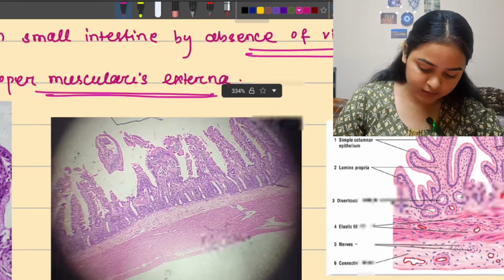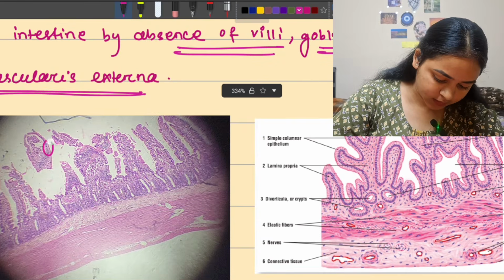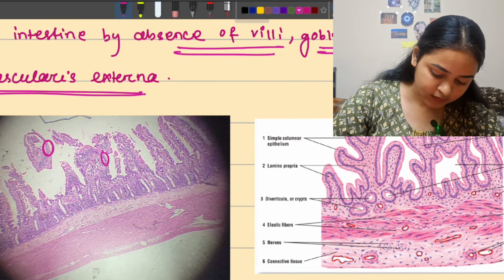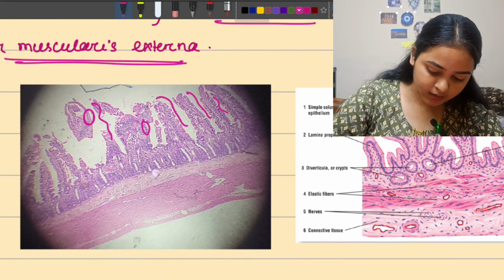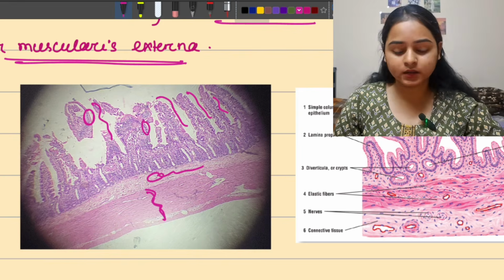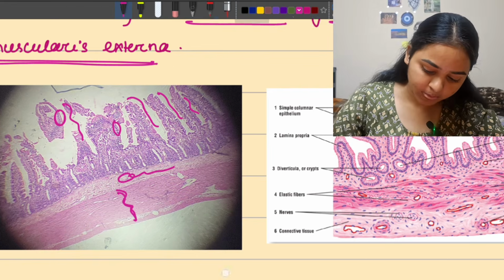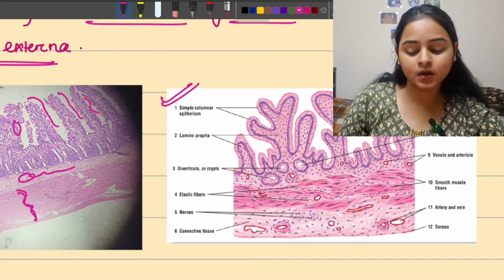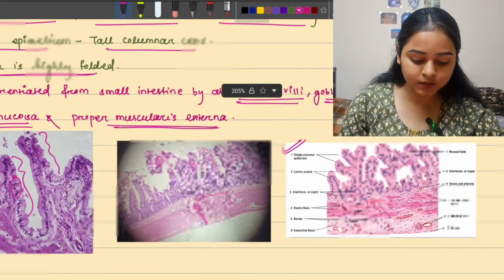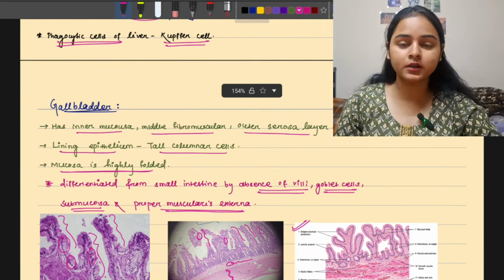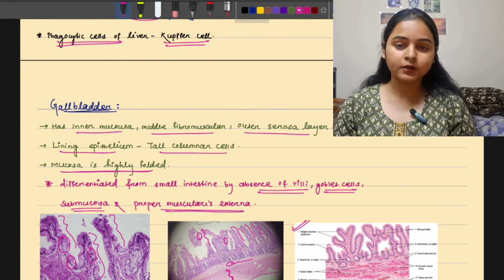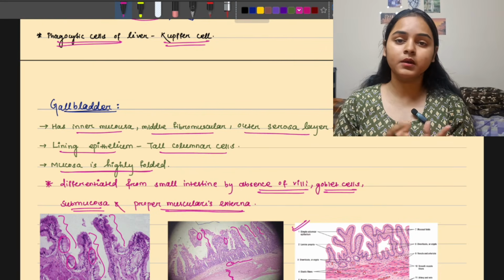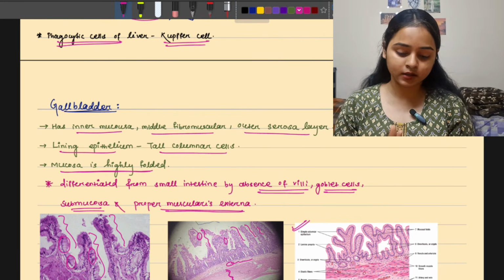Okay, and this is the original slide picture. You can appreciate the presence of tall columnar cells, and this is the highly folded mucosa, and this is the lamina propria, and this is the fibromuscular coat present in the gallbladder. Okay, and this is the diagram from Difiore's atlas. So this is pretty much about the slide of gallbladder that you have to know. You have to differentiate it from the slide of small intestine, and know the differentiating features of gallbladder and small intestine. This is also asked in exams.